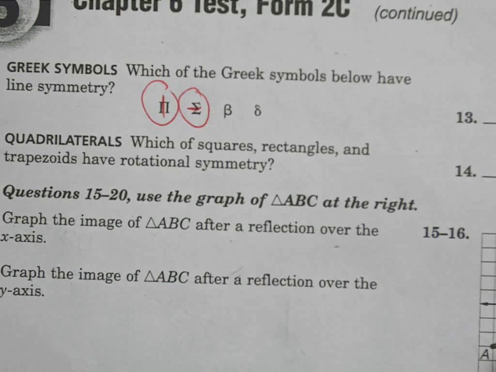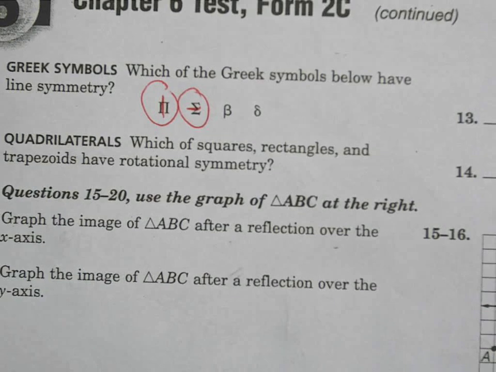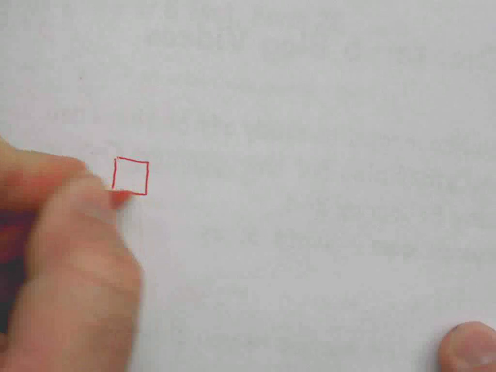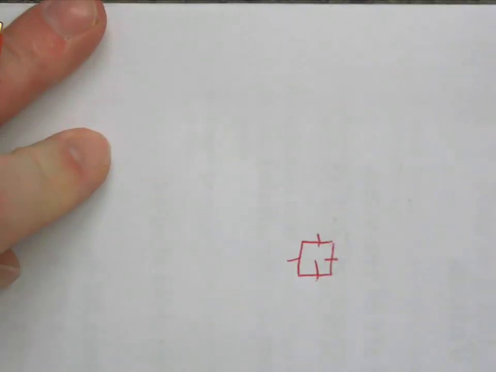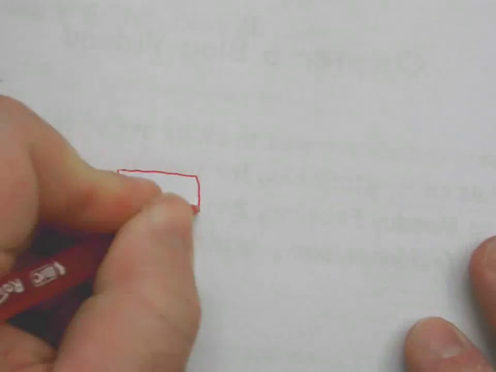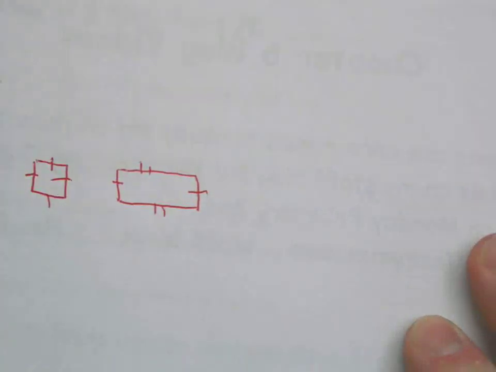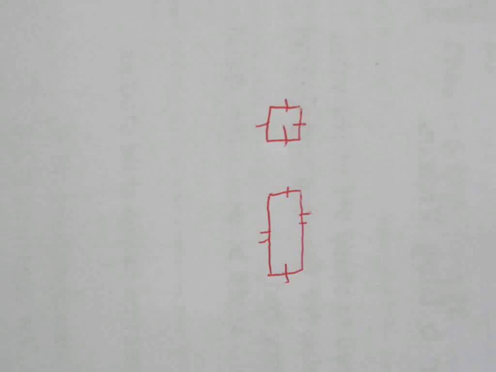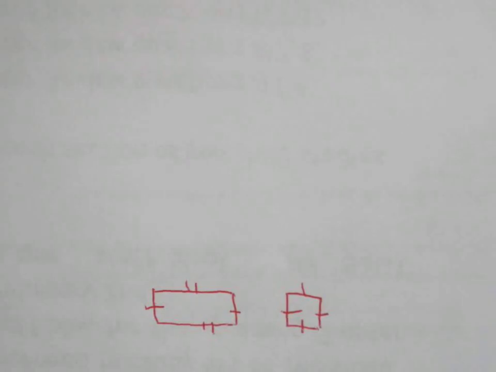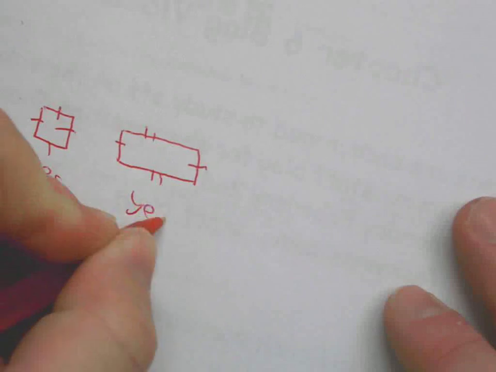Now, if I was doing this question, I think I'd quickly go and just draw a picture. I'd draw a picture of a square. If I can rotate that and have the same picture, it has rotational symmetry. Yes, every 90 degrees. Rectangle. This one doesn't have rotational symmetry at 90 degrees, but it does at 180 degrees. And so that's a yes on a square, yes on that.